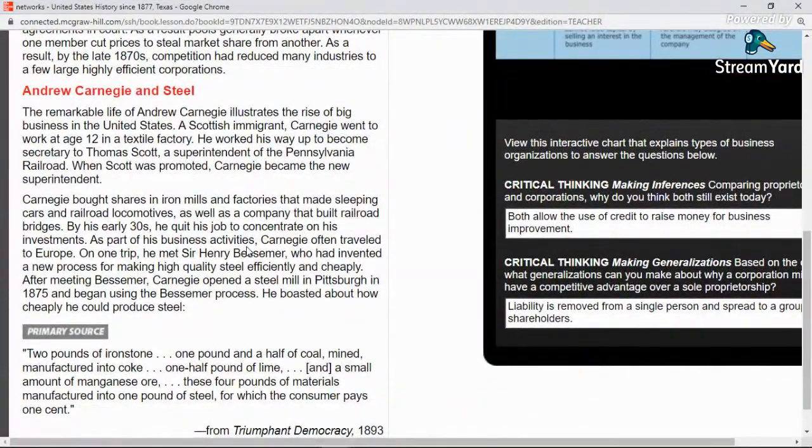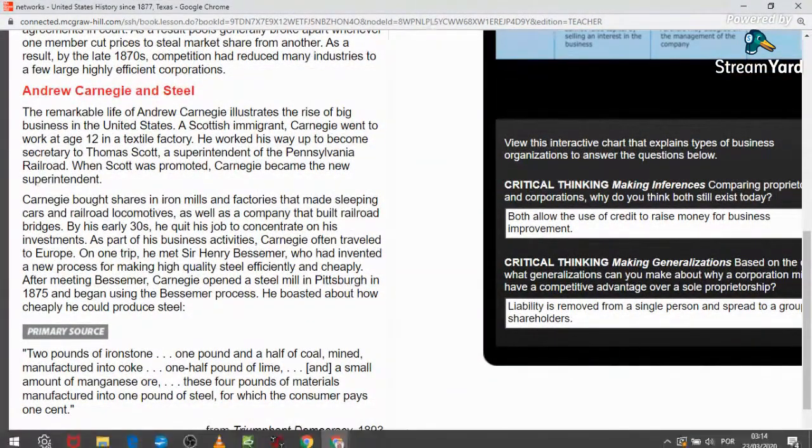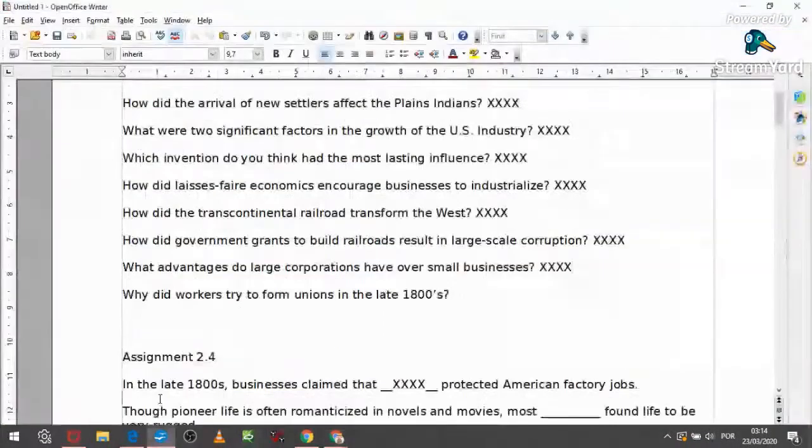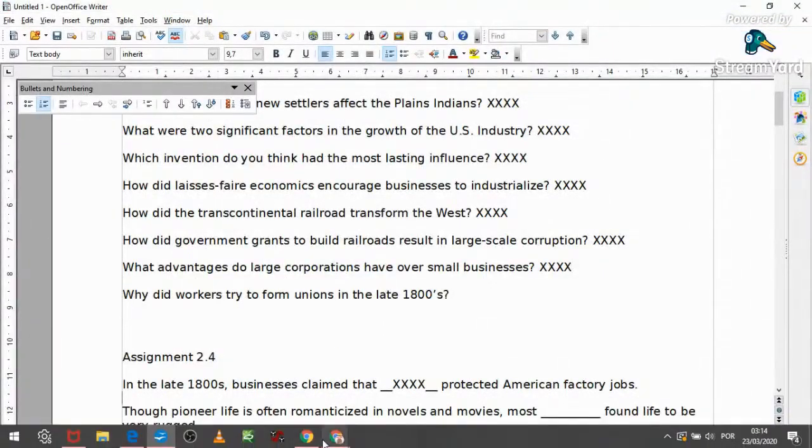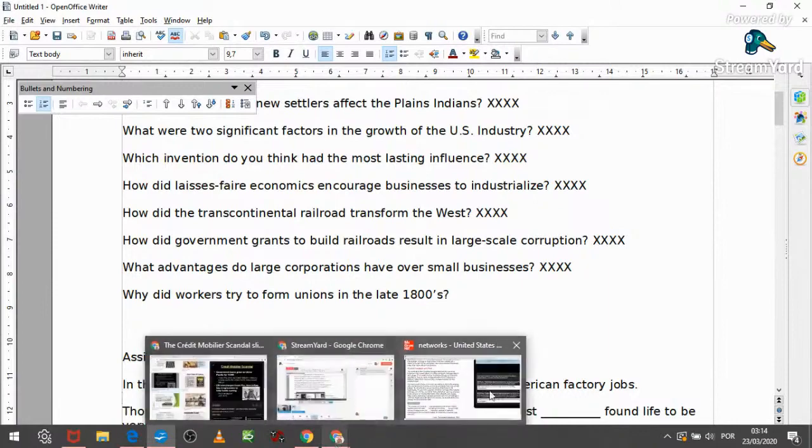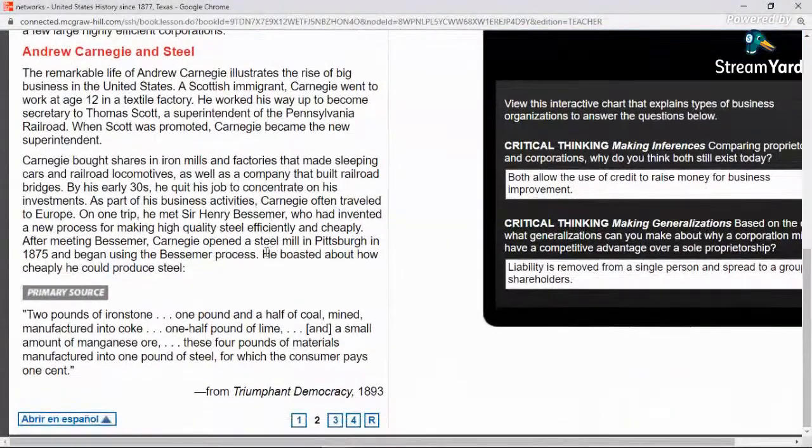Now we get to Andrew Carnegie. I don't know if any of you have heard of Carnegie Hall in New York. It's a famous place where people play music, and it's named after this famous guy, Andrew Carnegie. And he was a Scottish immigrant, and he started the steel company.